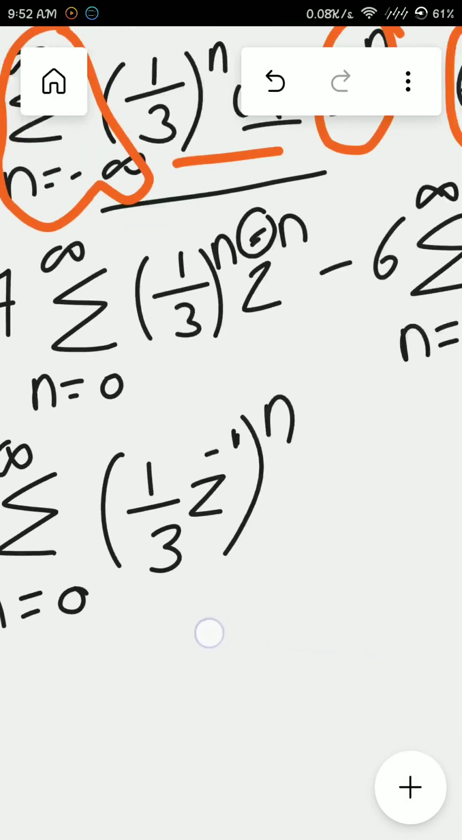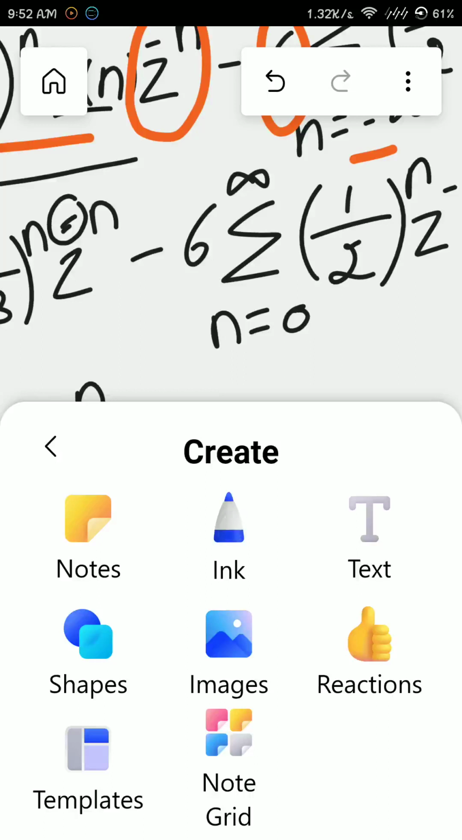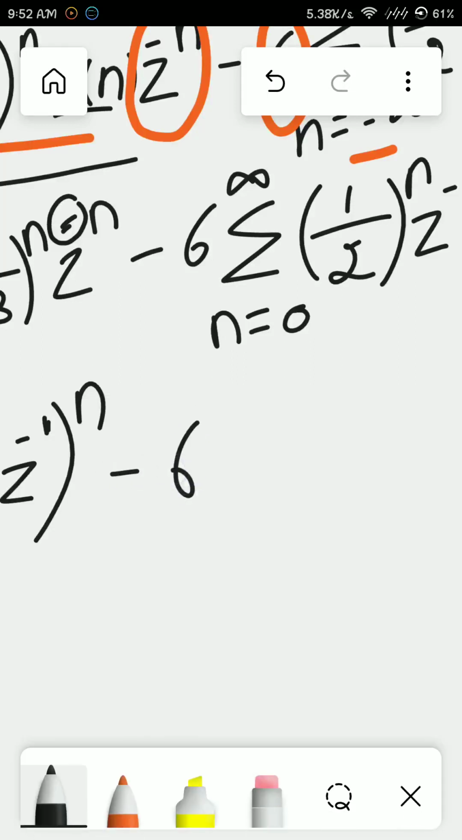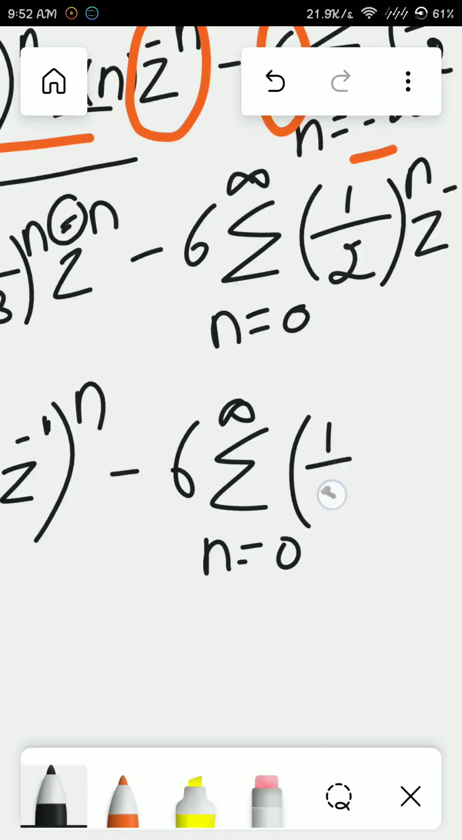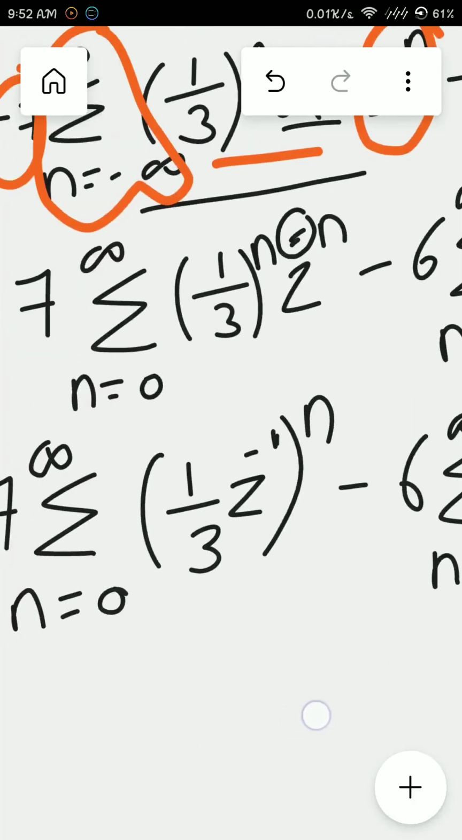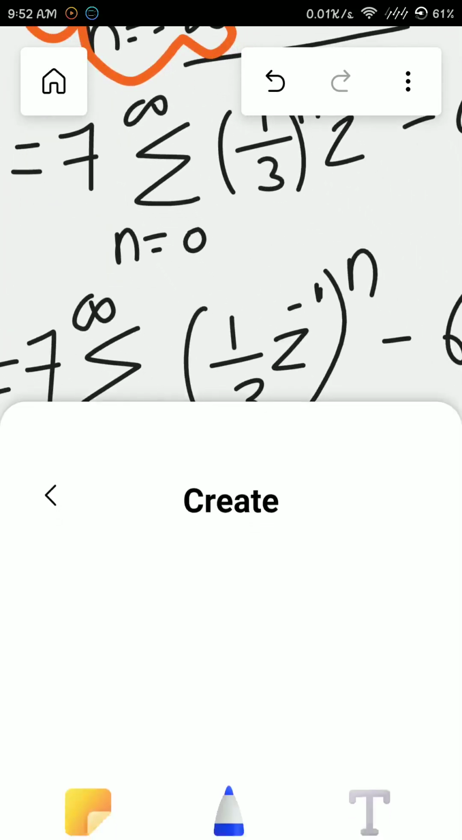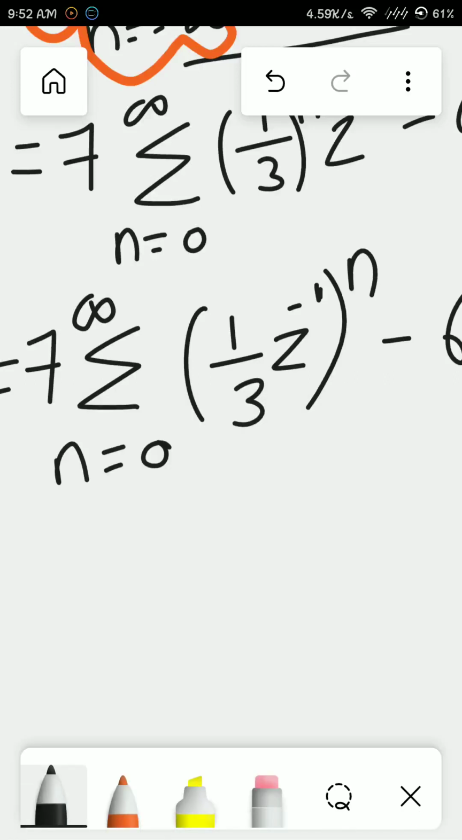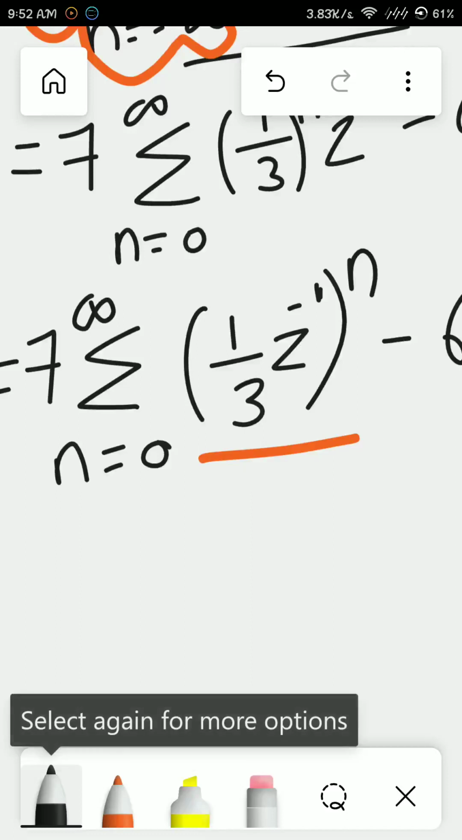And now once again, that is minus 6 into the summation of n equal to 0 to infinity, that is what you get, 1 by 2 into z to the power of minus 1, whole to the power of n, right? Yes, you got it. So this is what is given. And now what did we get? You can see that we got it in the form of the formula, that is the summation of n equal to 0 to infinity alpha to the power of n. So we'll use the formula now.